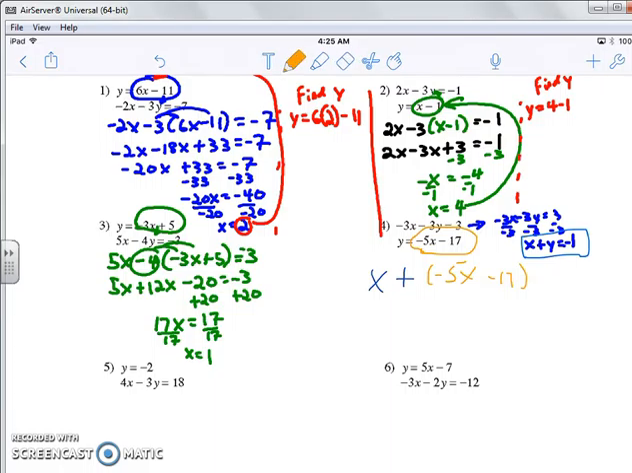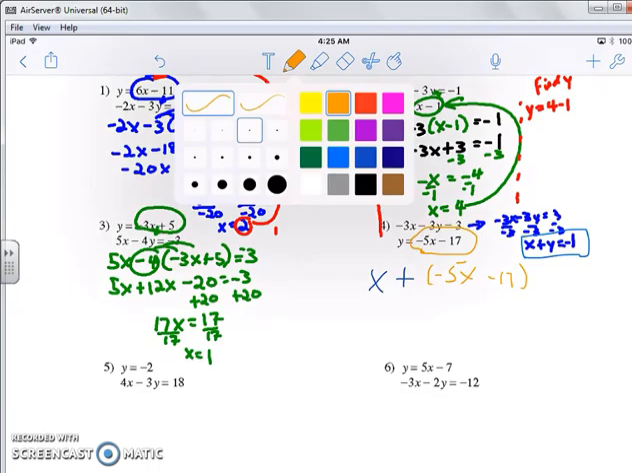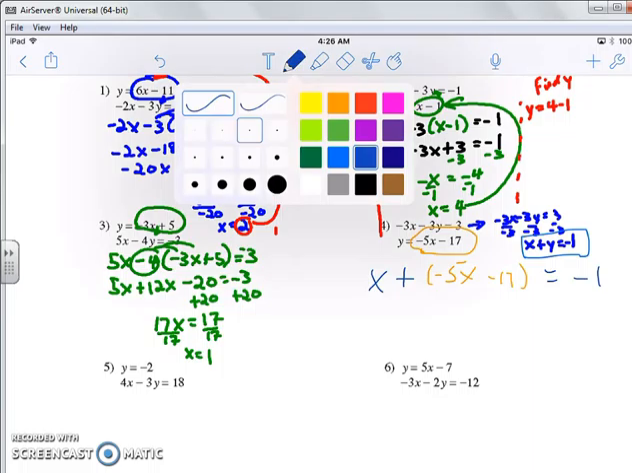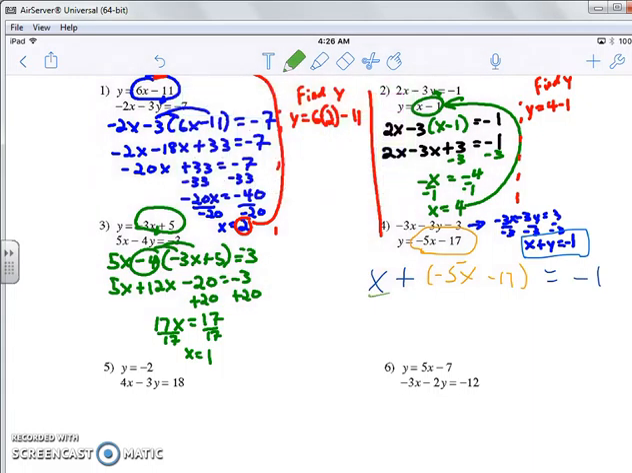And that will equal -1. So these colors aren't random. I'm trying to show you how the substitution works and which part is the substitution. Now we're going to combine our like terms. So we're going to combine x and -5x to get -4x. And the minus 17 doesn't combine.